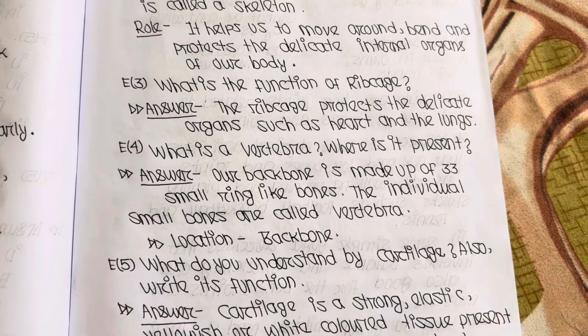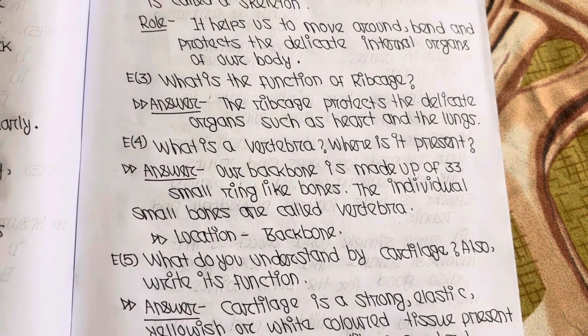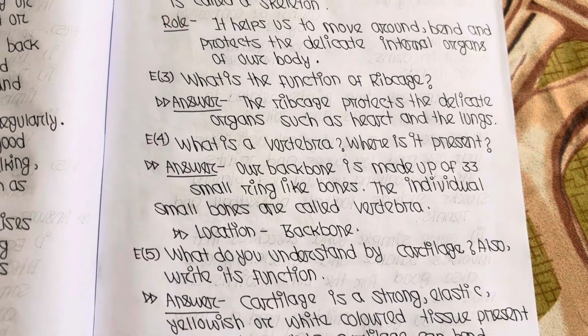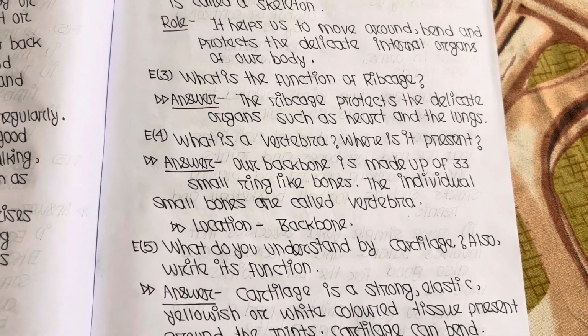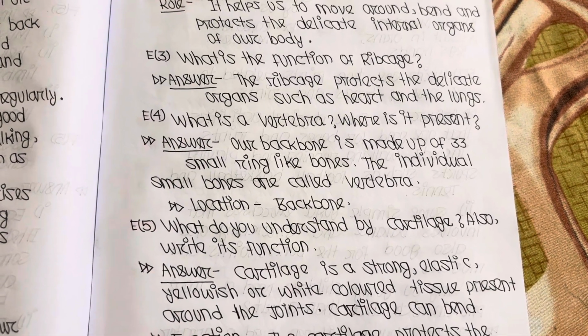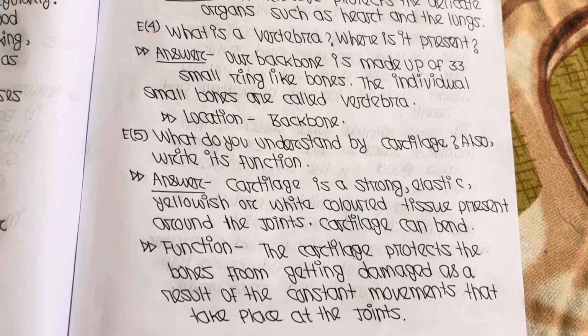Question 4. What is a vertebra? Where is it present? Answer. Our backbone is made up of 33 small ring-like bones. The individual small bones are called vertebra. Location: backbone.